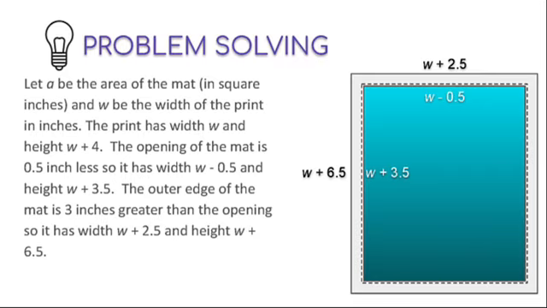Let A be the area of the mat in square inches and W be the width of the print in inches. The print has width W and height W plus 4. The opening of the mat is a half inch less, so it has width W minus 0.5 and height W plus 3.5. The outer edge of the mat is 3 inches greater than the opening, so it has width W plus 2.5 and height W plus 6.5.